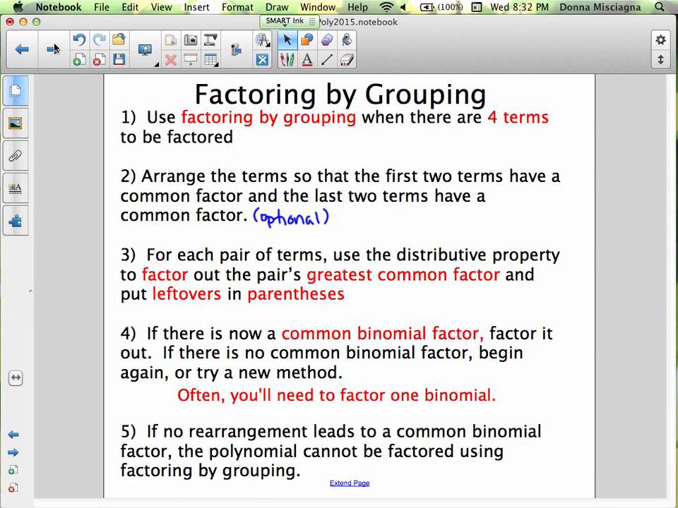All right, so in the next lesson, you'll see factor by grouping. And it's a lot like factor by grouping for quadratics, except you have one less step, which is nice. All right, so bye for now.